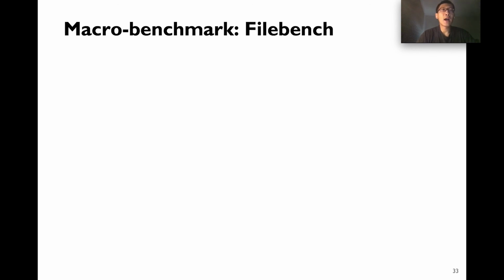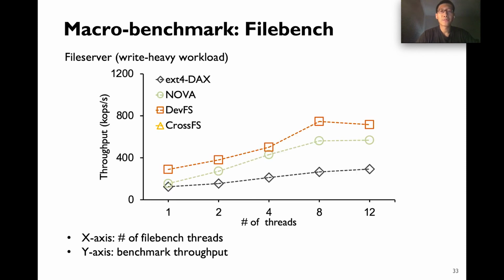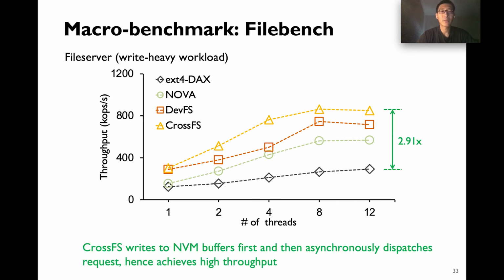We then studied the IO scaling without file sharing using a well-known macrobenchmark, Filebench. For the write-heavy workload fileserver, CrossFS is able to achieve more than 2x throughput gain because CrossFS writes to the NVM buffer first and then asynchronously dispatches requests, hence achieving high throughput.